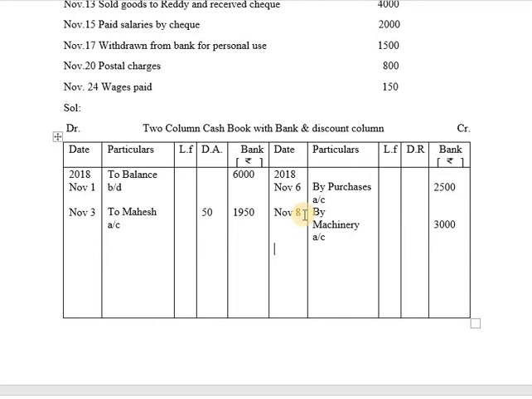The date will be taken as November 11, by Sumant account. We are paying 450 rupees in full settlement of account 500 rupees.